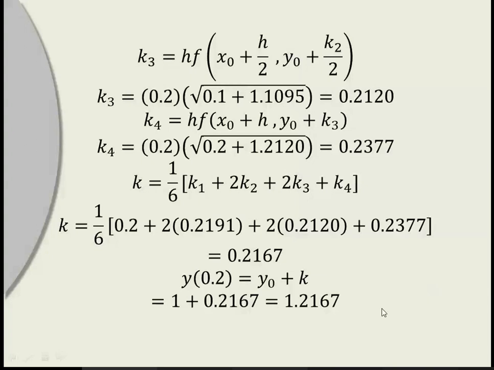If it is asked up to 0.6, then again do the same thing. Firstly find y at 0.4, whatever value you get, take 0.4 as x naught, the new value as y naught, and do the same calculation. So depending on h, we have to apply this Runge-Kutta method that many times. In however many steps we reach up to this x, that many times we have to use this formula.